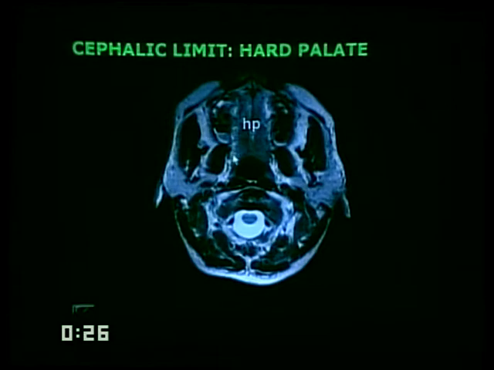You start at the level of the hard palate. The hard palate can be easily identified as an osseous structure on your digital scout topogram as well as on your sagittal localizer images on MR. If you start at the level of the hard palate, you will invariably include the parotid gland.